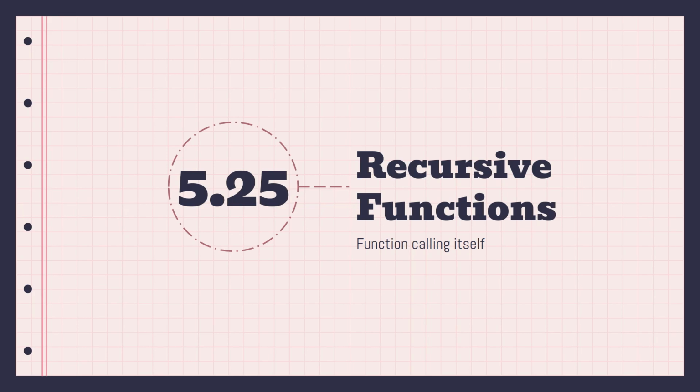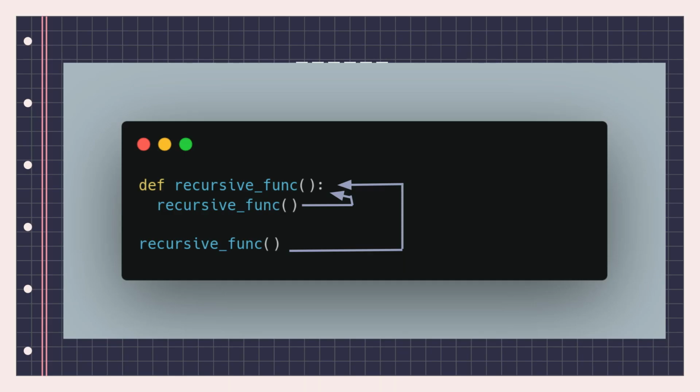This video we're going to be covering recursive functions in Python. So what's a recursive function? This is not just for Python but programming in general. A recursive function is just a function that calls itself multiple times. If a function is calling itself over and over again, it is known as a recursive function.